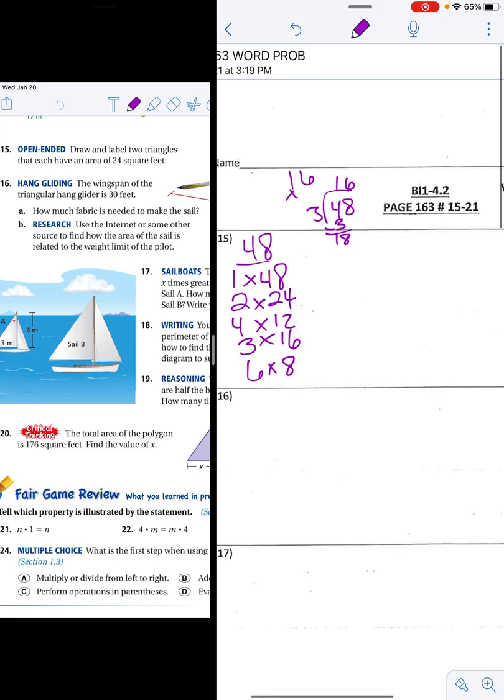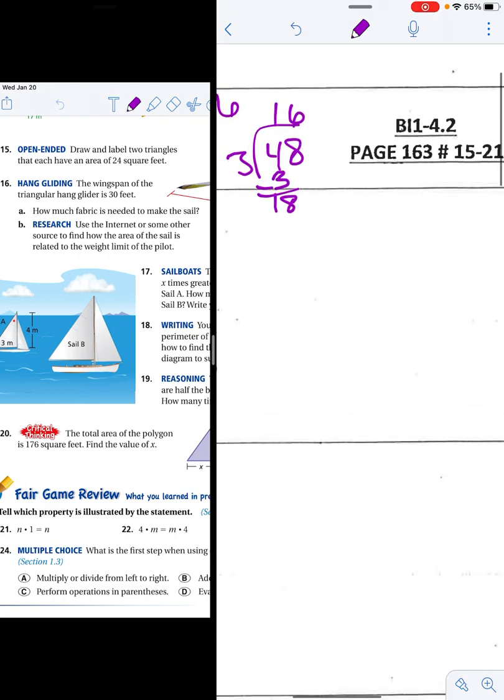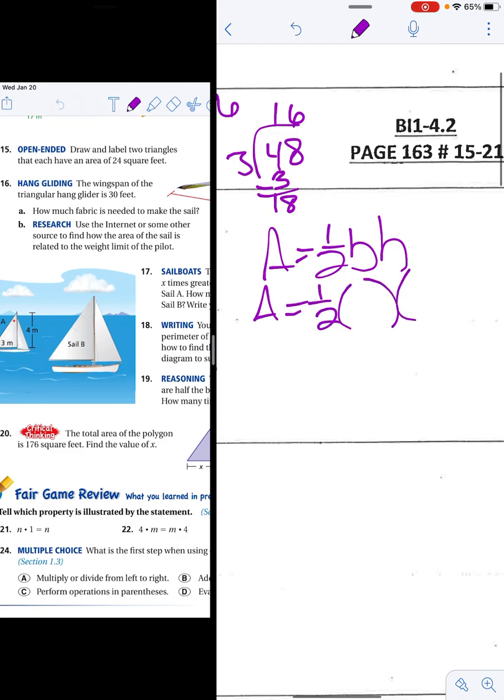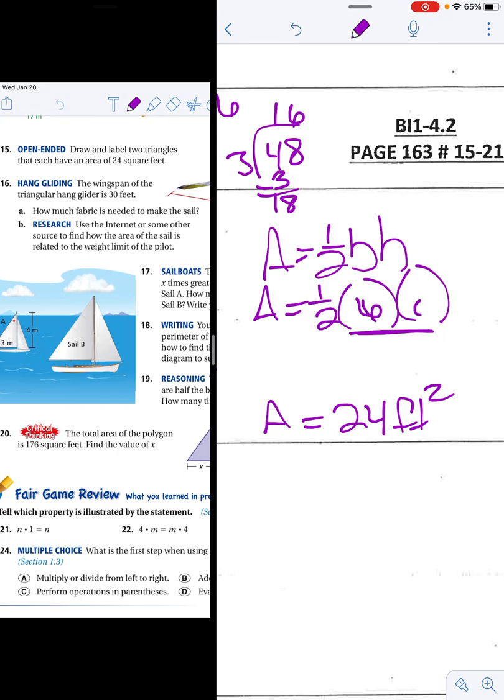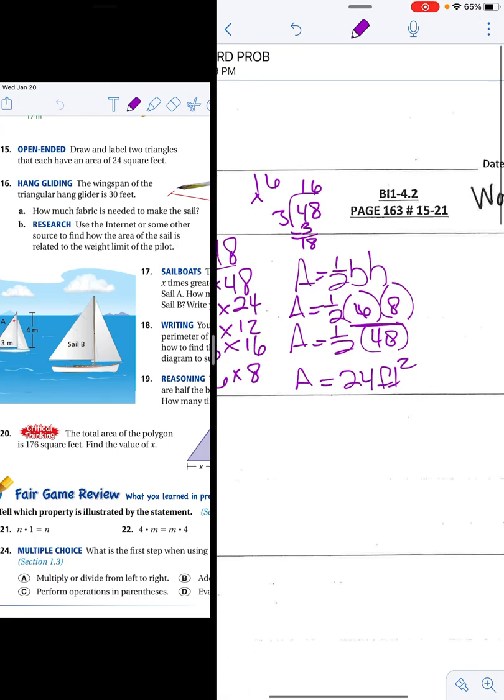Okay, so there's lots of different ways to get to 48. We can use any of those to draw our two different triangles. Area is 1/2 base times height. To get a triangle with an area of 24 feet squared, the base times the height has to equal 48. So we just said 6 times 8 is 48. Half of 48 would be 24. So there's one triangle with an area of 24.